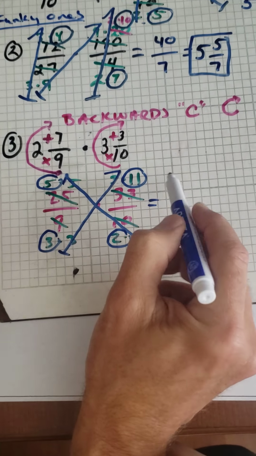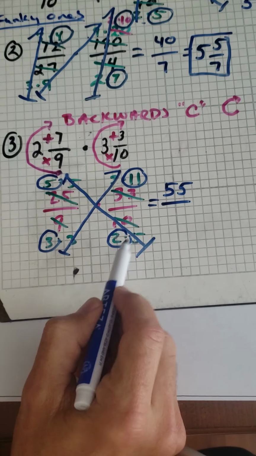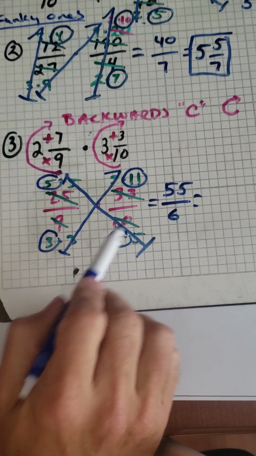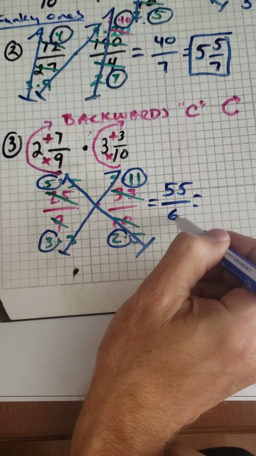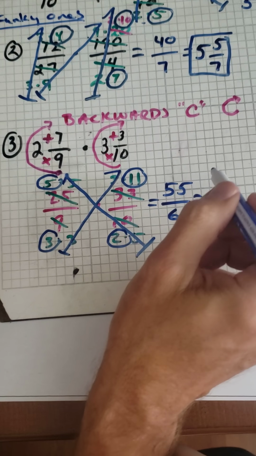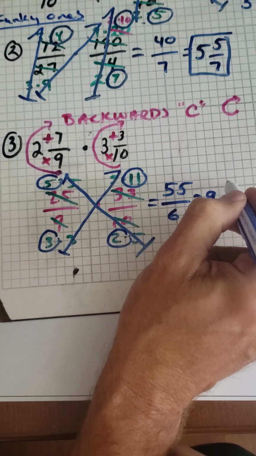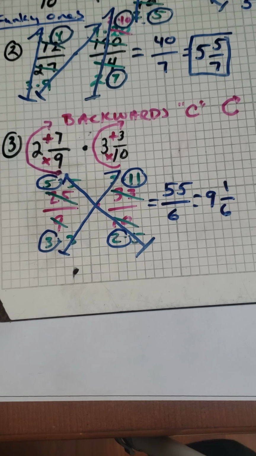And 5 times 11 is 55. And 3 times 2 is 6. All right? So 5 times 11 is 55, and 3 times 2 is 6. Now I got to figure out how many times does 6 go into 55. So I think that is 9 times 6 is 54. And then there's 1 left over. So 9 and 1/6. All right?